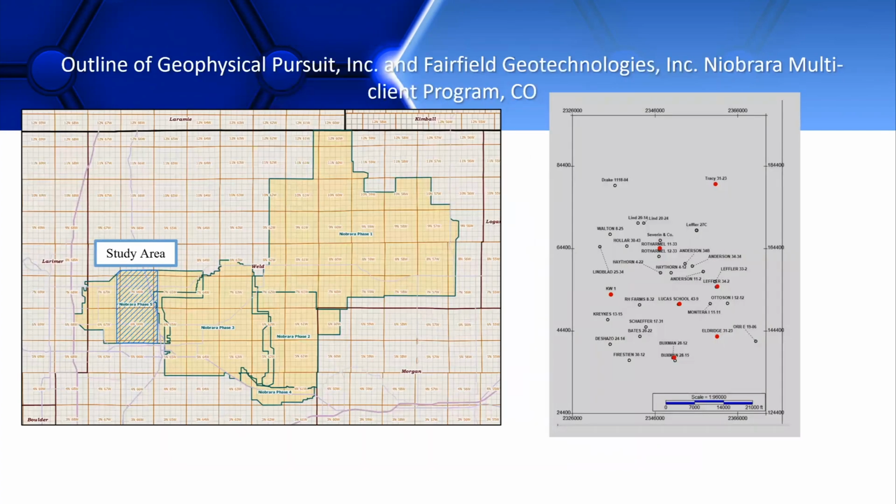So GPI and Geokinetics, now Fairfield, undertook a multi-client program that ran for about 4 years, and they provided us with 100 square miles, shown here in the western part of their multi-client survey. We had about 30 wells from the Colorado database that you can see here. The ones highlighted in red had a full petrophysical analysis run on them to help us tie in our results.